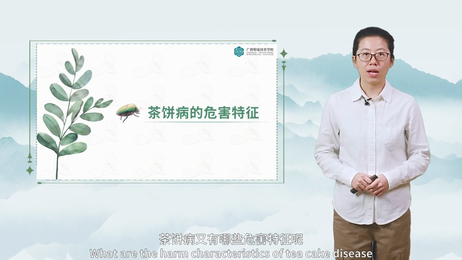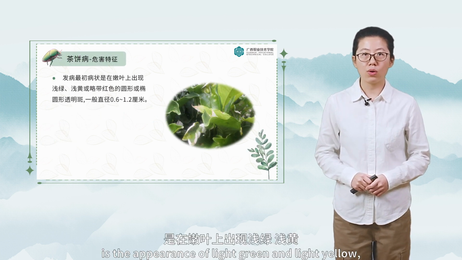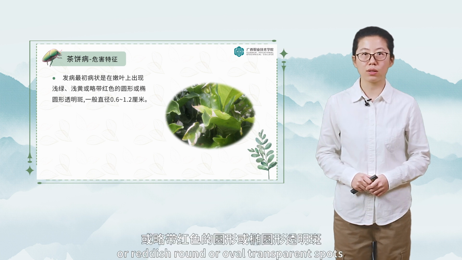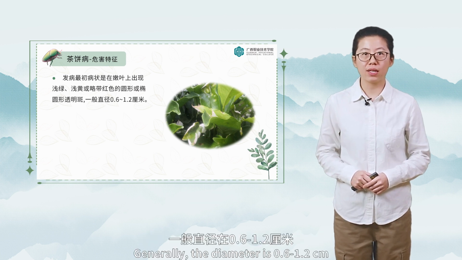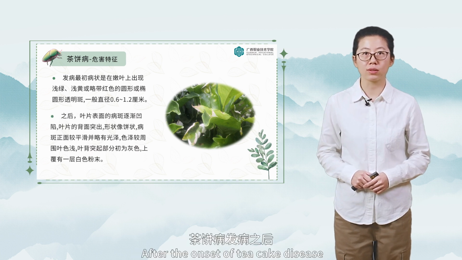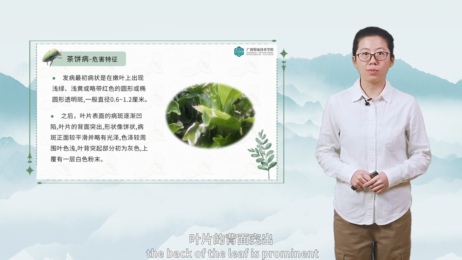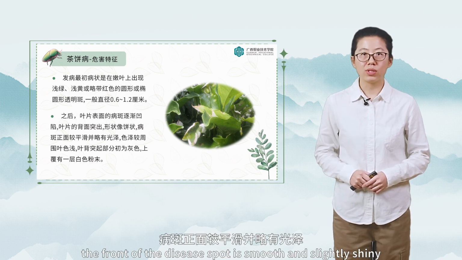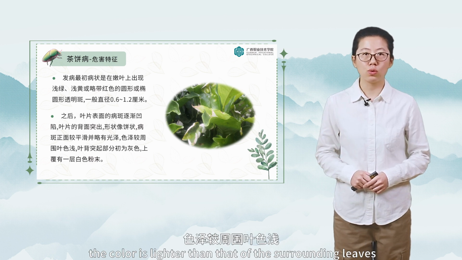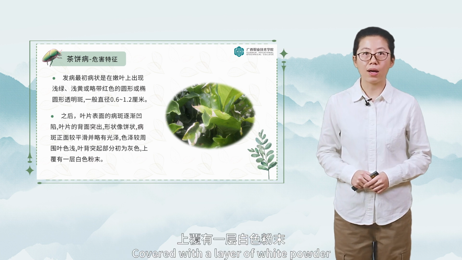What are the harm characteristics of tea cake disease? The initial symptom is the appearance of light green, light yellow, or reddish round or oval transparent spots on the tender leaves. Generally, the diameter is 0.6 to 1.2 centimeters. After the onset, the disease spot on the leaf surface gradually sinks. The back of the leaf is prominent and shaped like a cake. The front of the disease spot is smooth and slightly shiny, and the color is lighter than that of the surrounding leaves. The protruding part of the leaf is initially gray, covered with a layer of white powder.